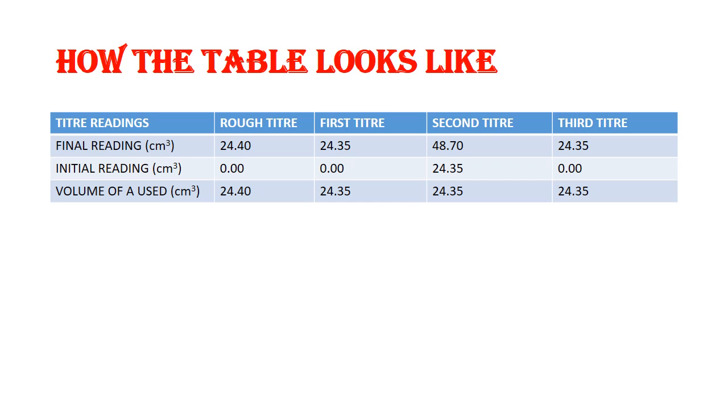Okay, do you get it? And that is to show that your experiment is more accurate. Not that you have 24.35 in the first Titer, and in the second Titer you're having maybe 23.50 or 22 point something, where the difference is more than 0.2 centimeter cube, which shows a less accurate result.